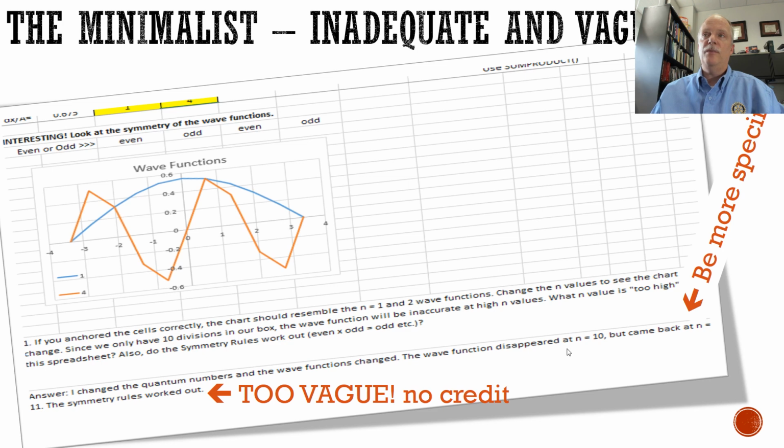The wave function disappeared at n equals 10, but came back at n equals 11, and the symmetry rules worked out. I mean, you've addressed all the different things I've asked you to do in this problem, but you haven't convinced me that you know what's going on. Why did the wave function disappear at n equals 10? Is that the place where it becomes too high? What can you say about this that's specific?